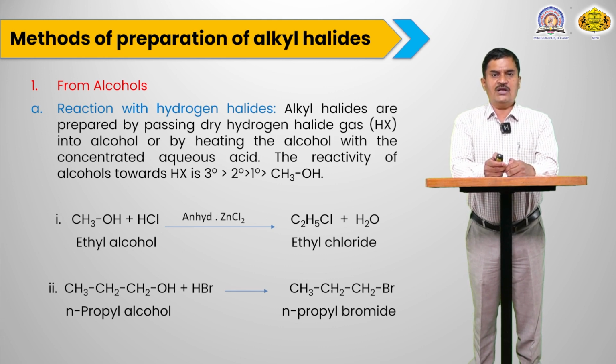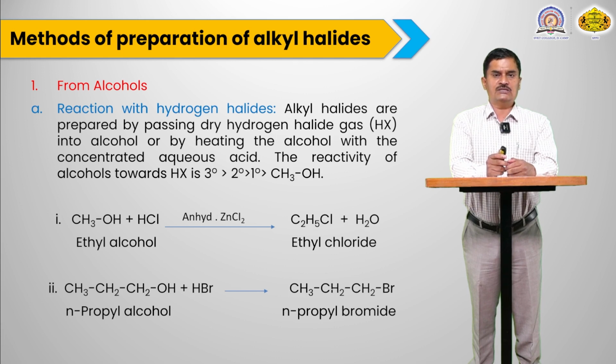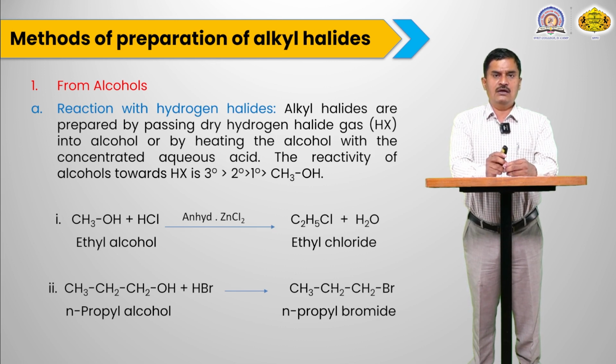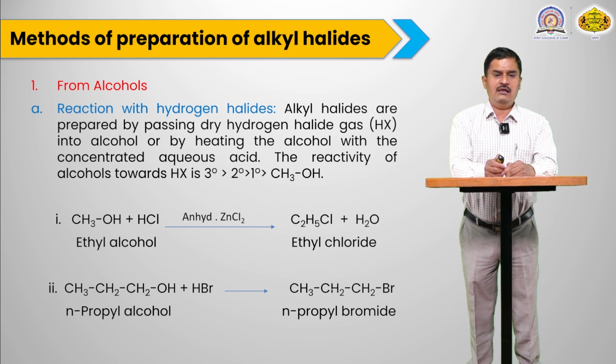For example, phosphorus in presence of halogen, means phosphorus and chlorine, phosphorus and bromine, phosphorus and iodine, then the alcohols easily convert into the alkyl halides. Or another reagent, PCl5, PCl3, all these are also reagents that convert alcohols into the alkyl halides. Another most important reagent is thionyl chloride or POCl3, phosphorus oxychloride. So that also easily converts alcohols into the corresponding alkyl halides.